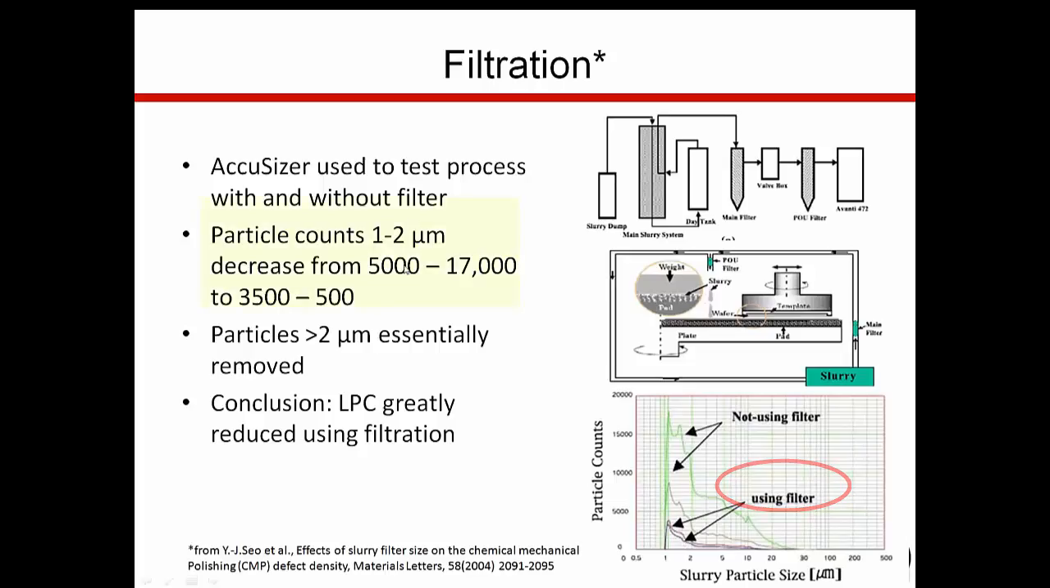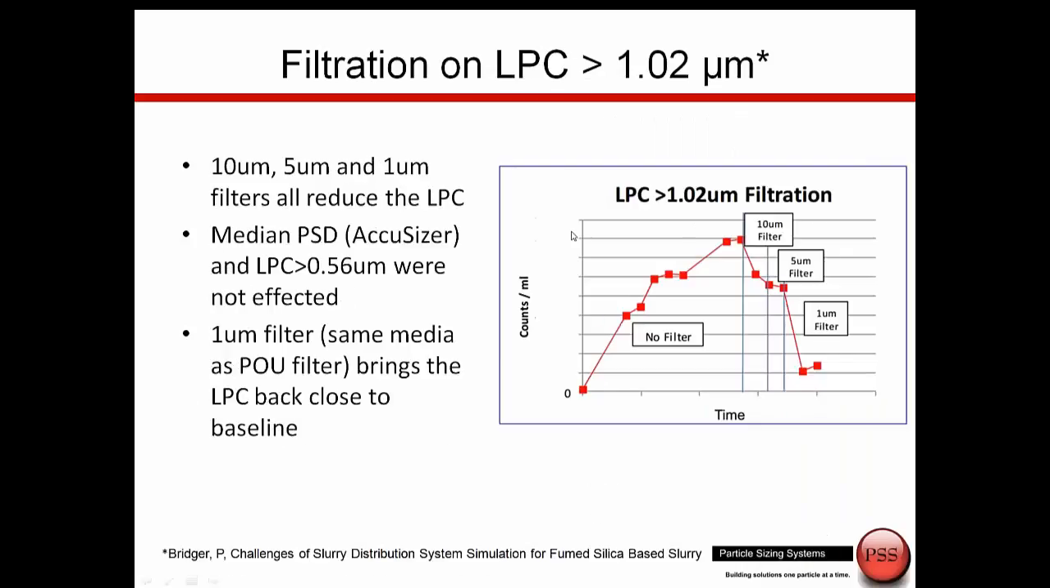We see the particle count going from 5,000 to 17,000 down to a couple thousand or just 500. Using this point-of-use filter really reduces the large particle count. So maybe this helps justify this expense of getting these filters into place. Here's data where we're just going to recirculate the sample through the system.